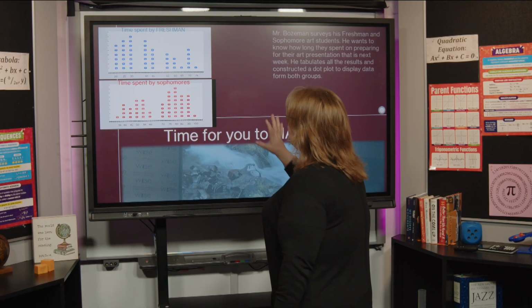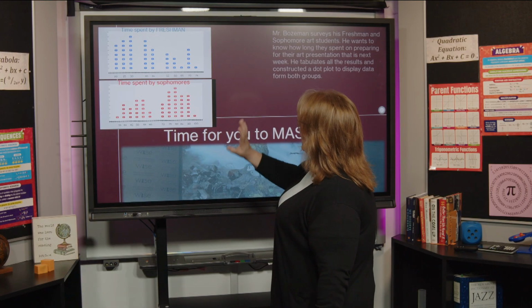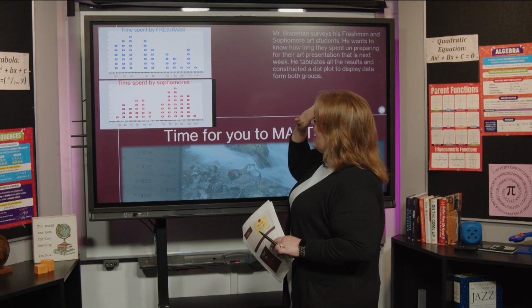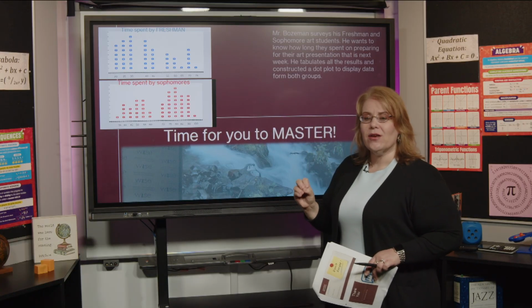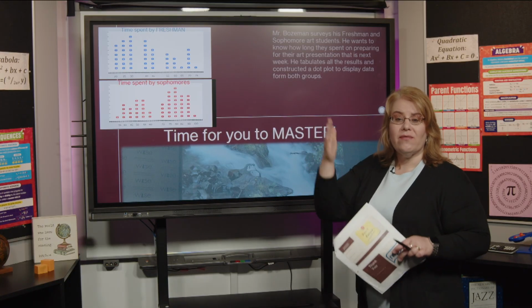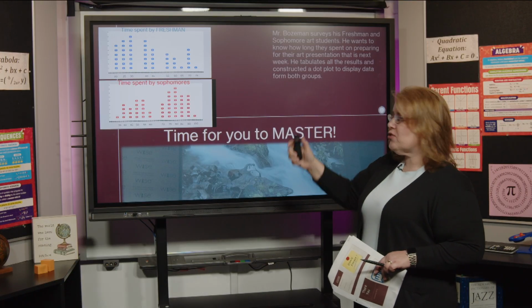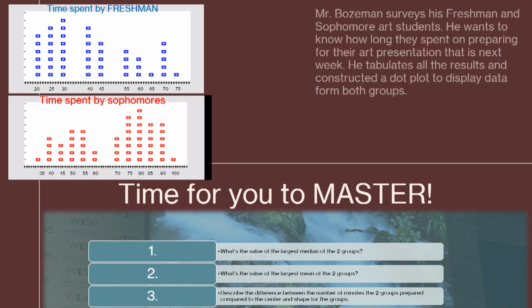So we see the different distributions, we see if we see patterns and what they could mean. So with us analyzing these, do you see a pattern? Do you see maybe a skewed right or a skewed left or a symmetrical distribution? So with analyzing these graphs, we want to answer what the value of the largest median of the two groups, what's the value of the largest mean of the two groups, and then I want to describe the difference between the number of minutes the two groups prepared compared to the center and the shape of their group.